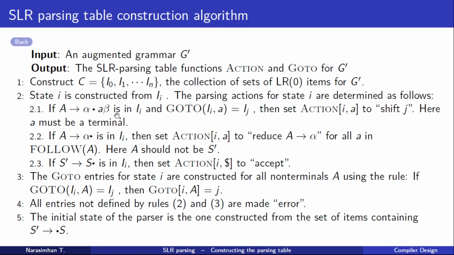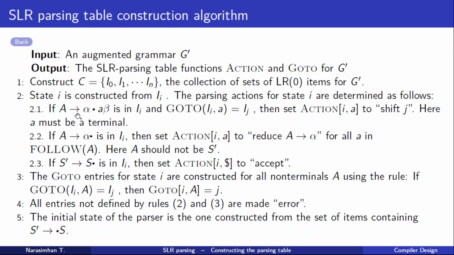So let us take the item set Ii. You are taking the ith item set, so let it be called Ii. You search for shift items in the item set. What do you mean by shift item? Shift items are of the form capital A gives alpha dot small a beta. That is, you have a dot to the left side of a terminal. That is what is known as a shift item.